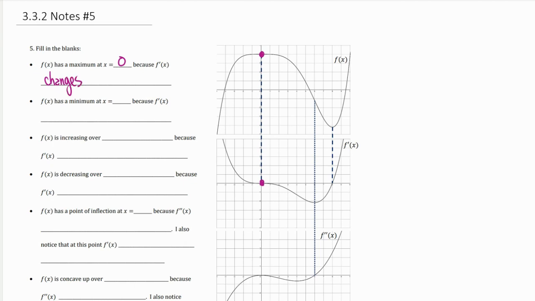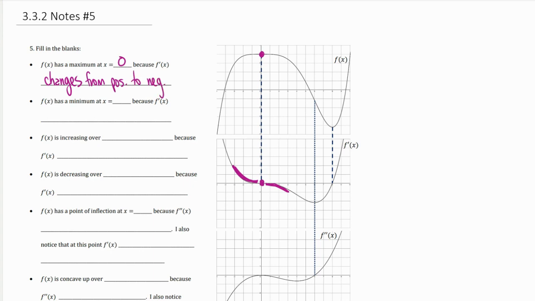And then what is it changing from? It's changing from positive f prime to negative f prime. f prime is crossing the x-axis from above the x-axis to below the x-axis. So we say changes from positive to negative.